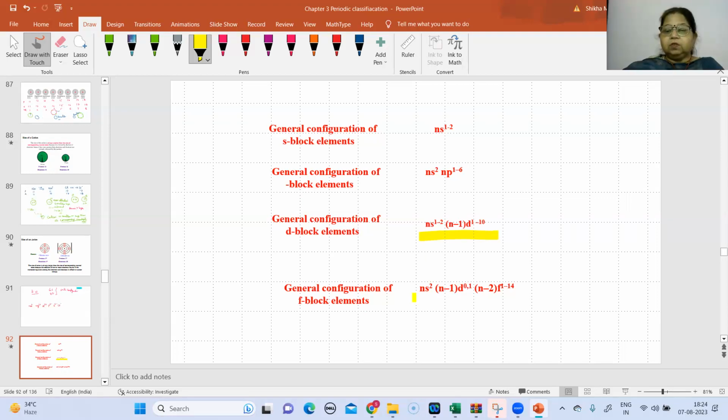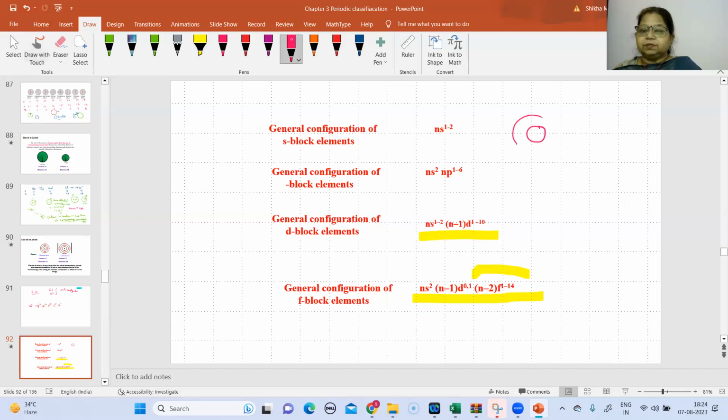Okay. Now for talking about the F block configuration, in this case, please notice carefully. The last electron is entering into the n-2 orbit rather, right? So that means, what is the name given to the n-2 orbit?